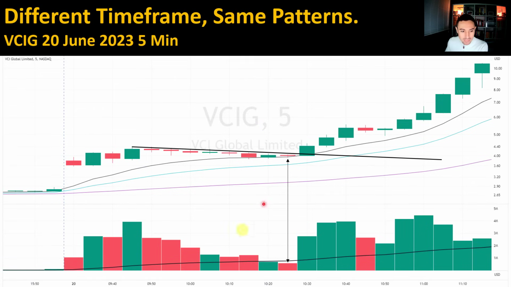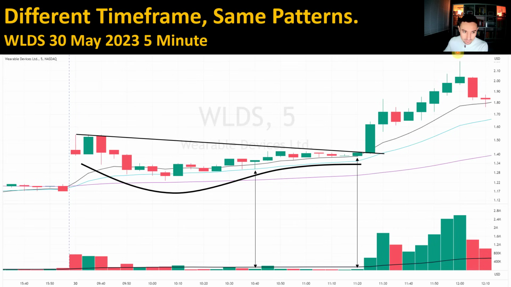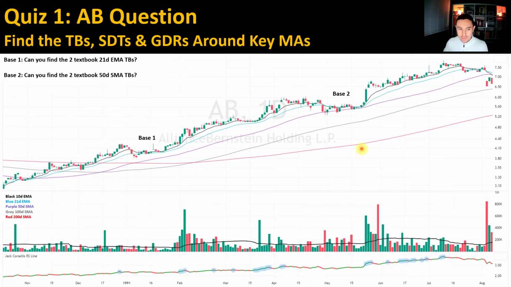VCIG, flag type pattern here. Look how the volume just stair steps down. Look at the tightness onto the 10. What follows contraction? Expansion. WLDS, cup and handle type pattern here, shakeout demand tail for what moving average, and then you get contraction, nearly an inside bar sitting on the 10 period moving average. What follows contraction? Expansion.